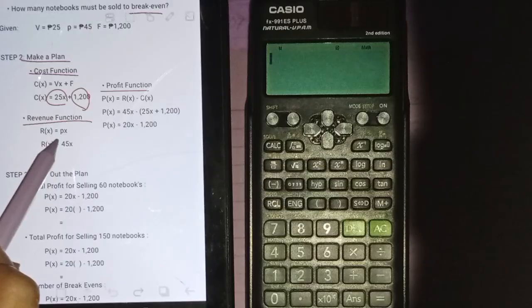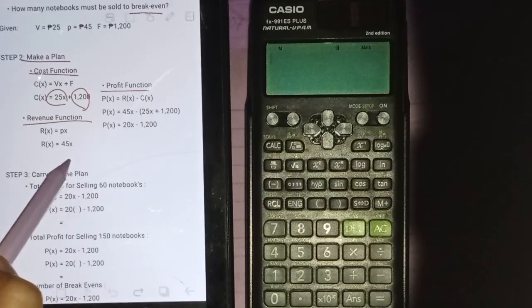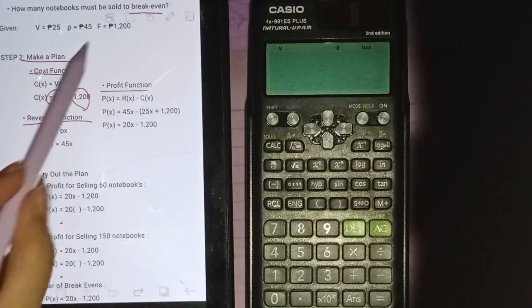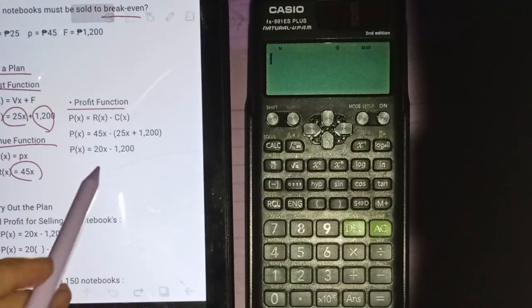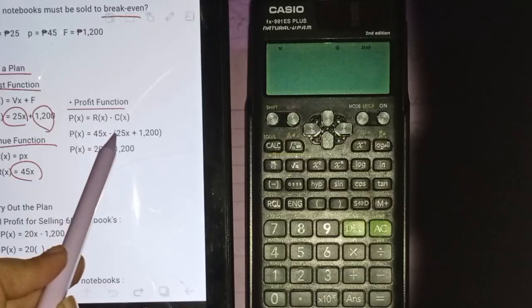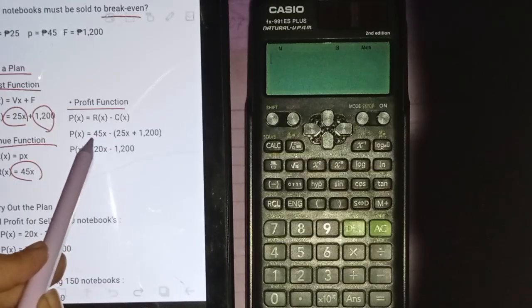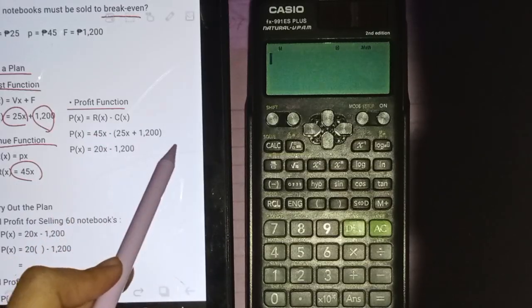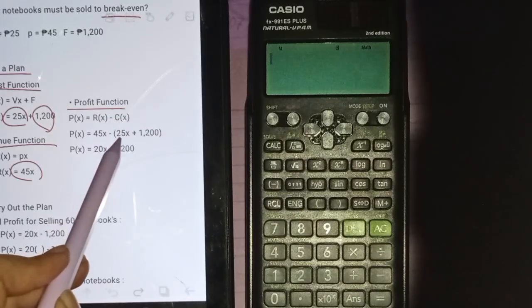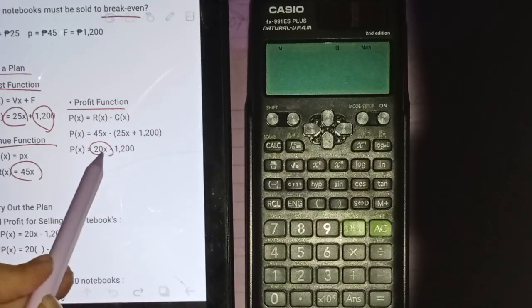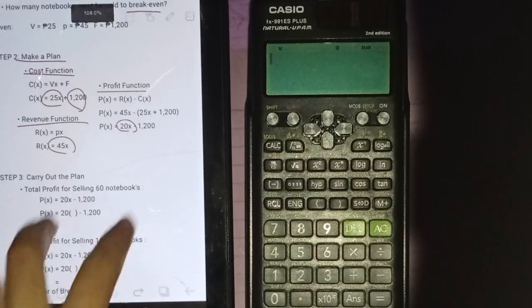The revenue, which is Px, P being price per unit, thus 45. And for the profit function, which is what we are looking for, is R minus C, the revenue function minus the cost function, in order to get the total profit, which is 45 minus 25 equaling 20, and also minus 1,200, and so on and so forth.